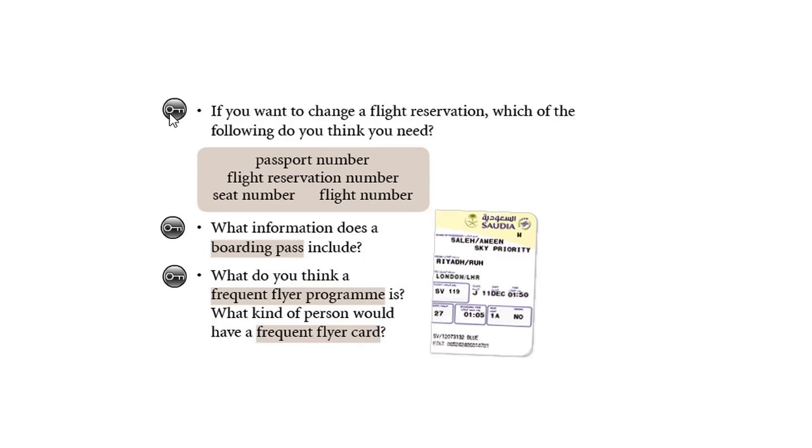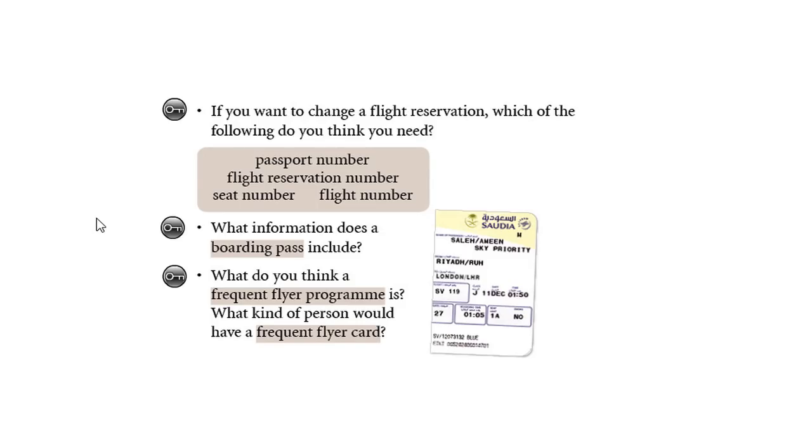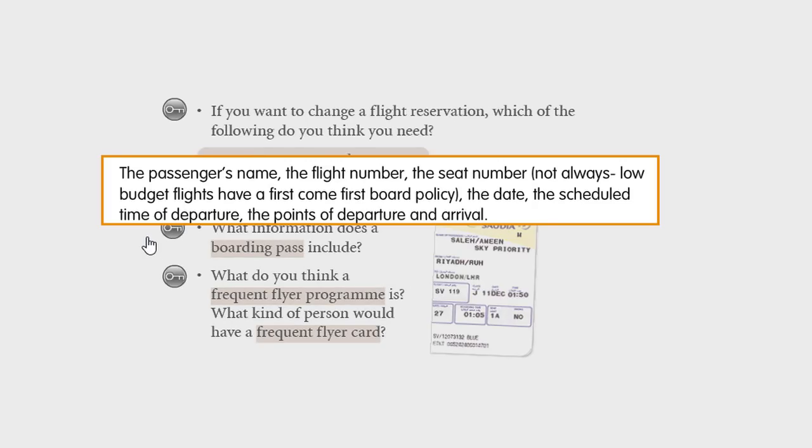If you want to change a flight reservation, which of the following do you think you need? إذا أردت تغيير حجز الطيران ماذا تحتاج؟ Passport number, flight reservation number, seat number, flight number. Flight number, flight reservation number. رقم الطائرة أو الرحلة والحجز. What information does a boarding pass include? ما المعلومات التي يتضمنها البوردينج؟ The passenger's name, flight number, seat number وهكذا.